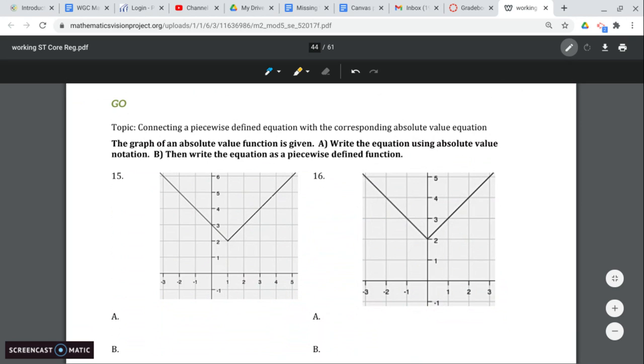All right, the last section, the go. But like I said, with those proofs, be very, very careful on them. And proof is your key word for this lesson, proof. So on this last section, we're connecting a piecewise defined equation with corresponding absolute value equation. So the graph of an absolute value function is given. Write the equation using absolute value notation, then write the equation as a piecewise defined function.